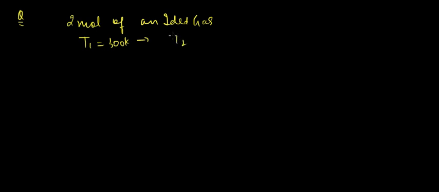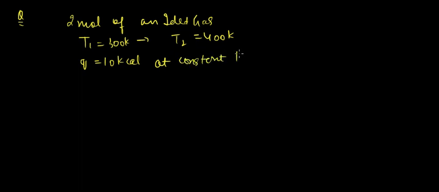Okay guys, so we'll be discussing a small question before proceeding. Let's say we have 2 moles of an ideal gas which is heated from 300 Kelvin to 400 Kelvin, and the heat supplied is 10 kilocalorie. This is at constant pressure. You have to calculate the change in internal energy. There are two ways of approaching it.